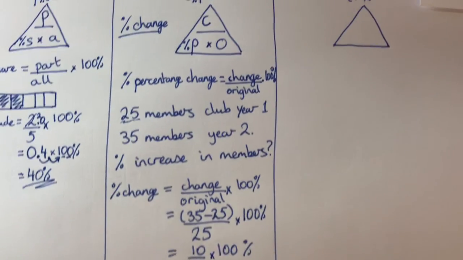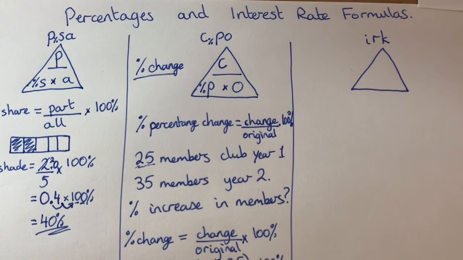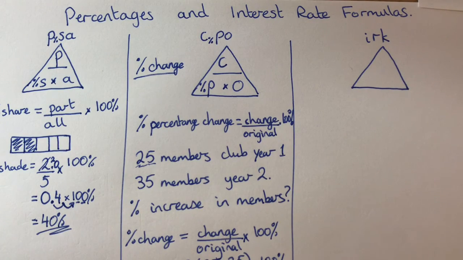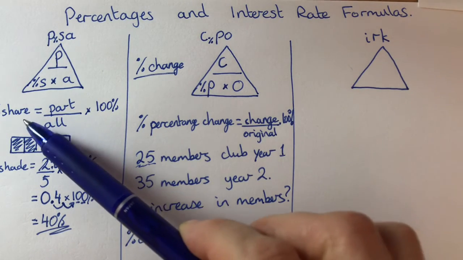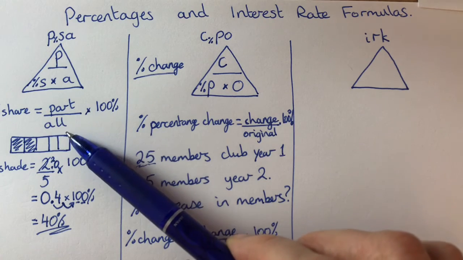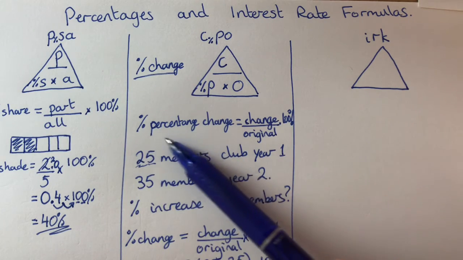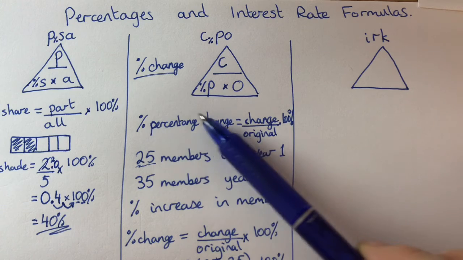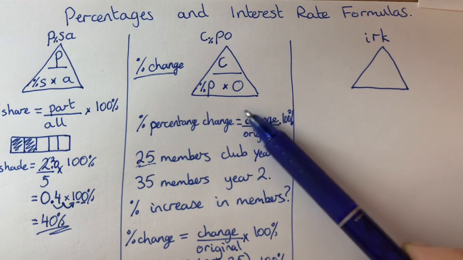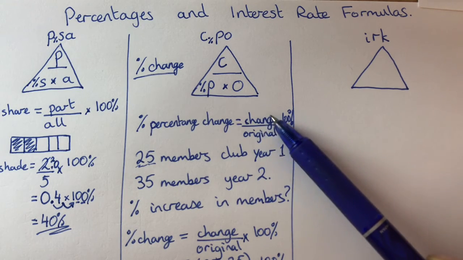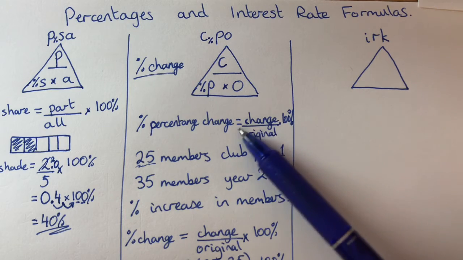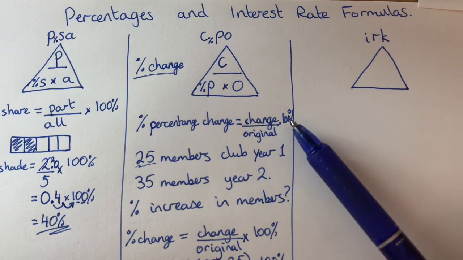Okay, so now we've got two formulas, the two most common formulas, where we have that the percentage share is the part divided by all of it times 100. Any percentage change, increase or decrease in price, is the difference in price, the change between the two values, divided by the original, or the one you're comparing it with, times 100%.